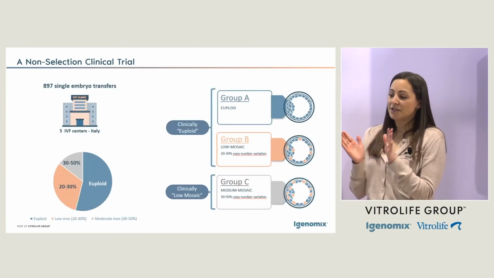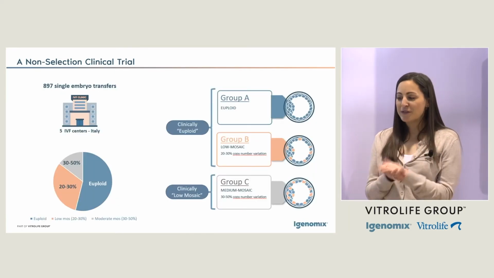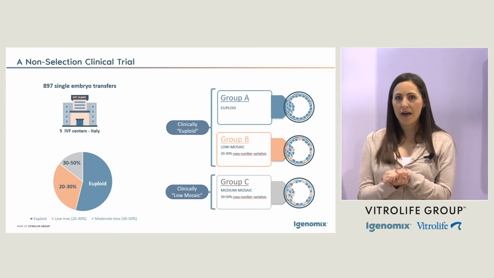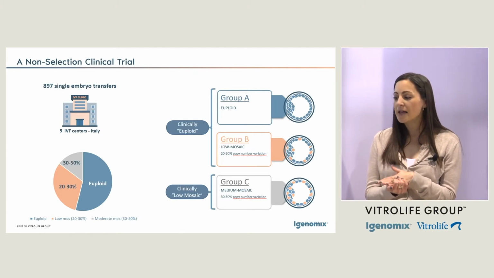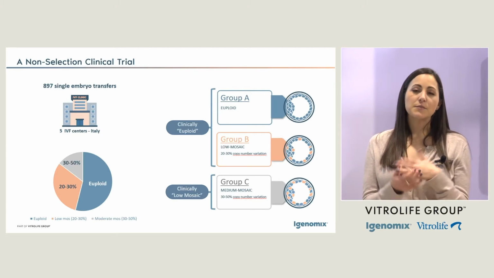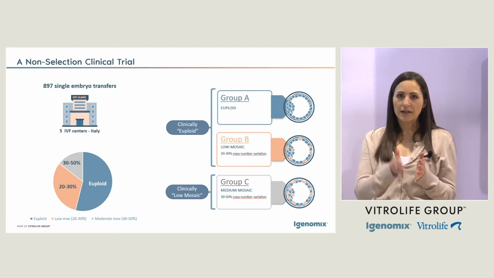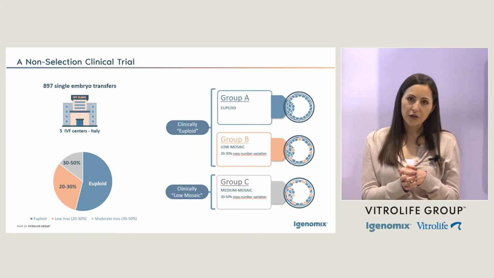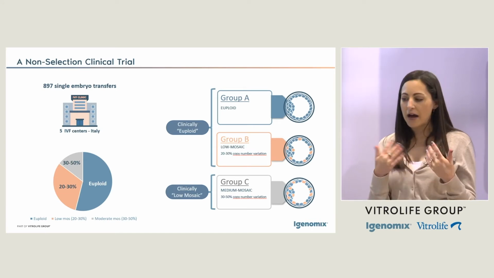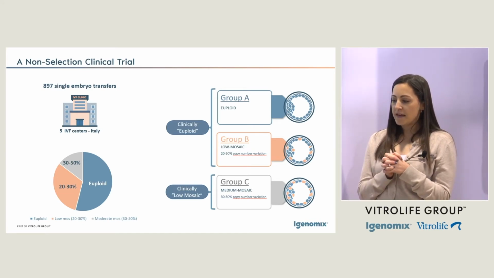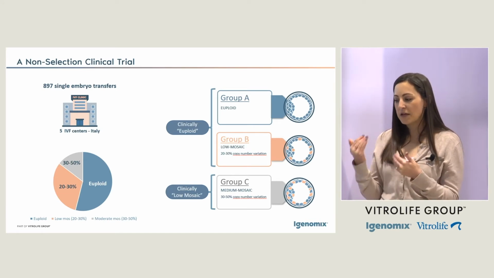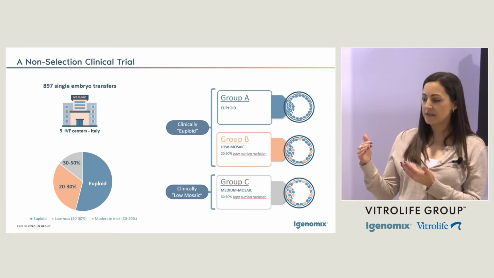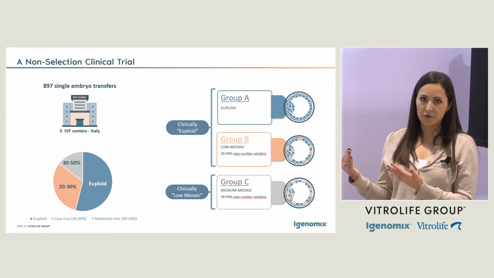Okay. So lastly, the third and probably the most important component of this study describes a non-selection clinical trial that evaluated the reproductive outcomes of embryos classified as mosaic under that 50% threshold. 897 single embryo transfers took place across 5 IVF centers. The embryos were blindly allocated into 3 main categories: Group A being euploid, Group B being low mosaic, and Group C being medium mosaic.